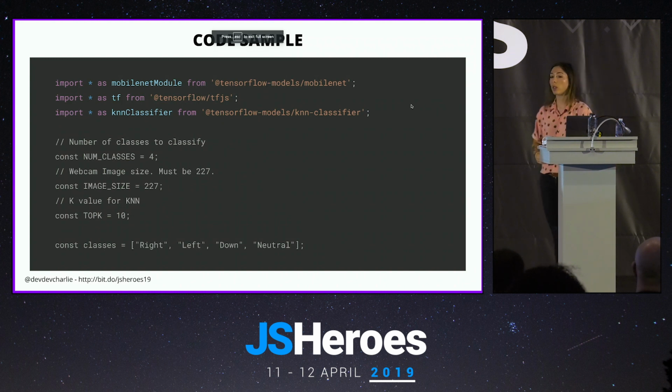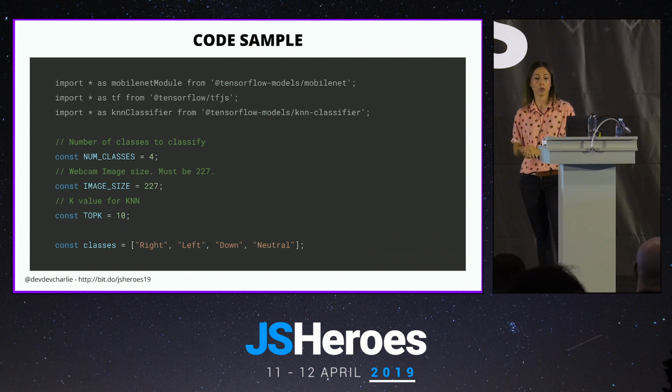For this one, I used another image recognition model called MobileNet. I used TensorFlow as well, and you need a classifier to classify new inputs. Here, I just declare some variables, like the number of classes. I have 4 because I have right, left, down, and neutral. So you decide the size in pixels of your camera feed, and the k value of the k nearest neighbor. I'm not going to go into how this algorithm works. I'm sure that other people online do it way better, but it's quite important as a variable. Then you have your classes.